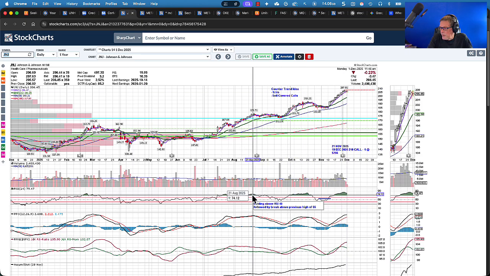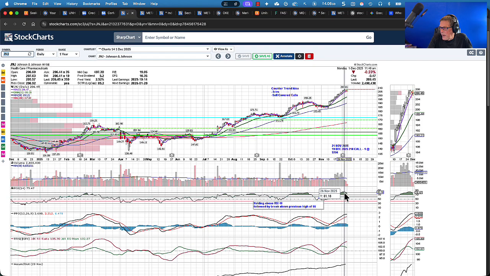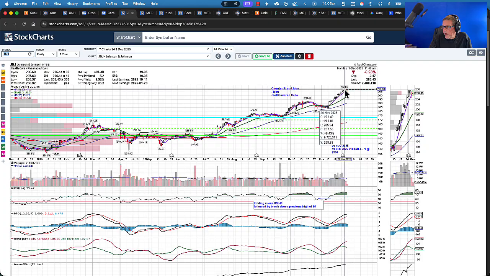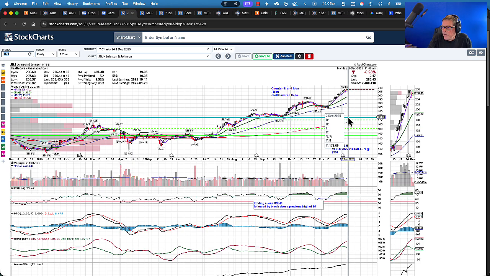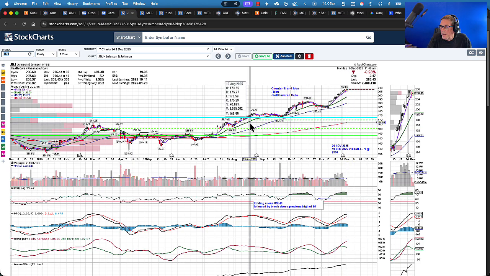The RSI has been very strong with each subsequent high. It's actually had higher RSI. So unlike Google, that with each additional high had less momentum, this one is showing higher momentum with each high. But I think we have reached an upper level. I have an intrinsic value at about 177 for J&J, and I'm seeing support here at about 170 and 160.